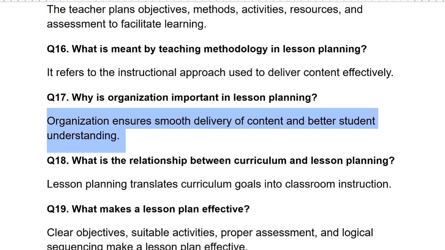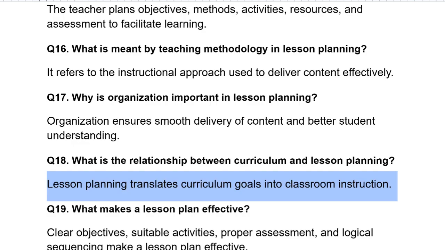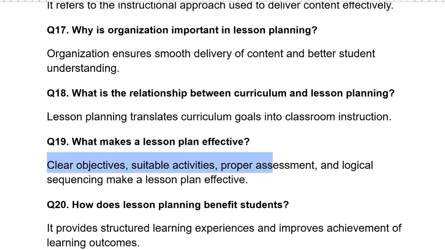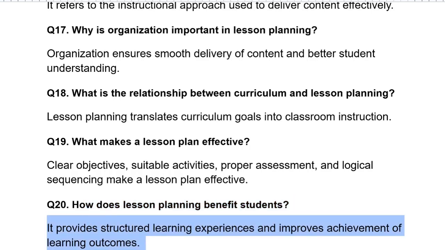What is the relationship between curriculum and lesson planning? Lesson planning translates curriculum goals into classroom instruction. What makes a lesson plan effective? Clear objectives, suitable activities, proper assessment, and logical sequencing make a lesson plan effective. How does lesson planning benefit students? It provides structured learning experience and improves achievement of learning outcomes.